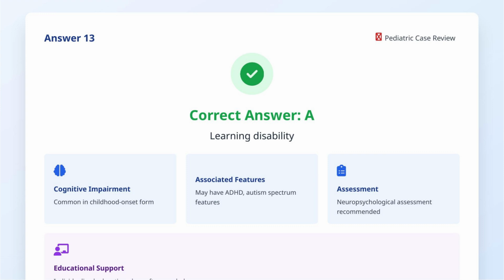Learning disability. Cognitive impairment is common in childhood-onset myotonic dystrophy, with many children having learning disabilities, attention deficit hyperactivity disorder, or features of autism spectrum disorder. Neuropsychological assessment is recommended to characterize specific deficits. Individualized education plans are often needed to support academic success. This cognitive profile differs from congenital myotonic dystrophy, which typically causes more severe intellectual disability.